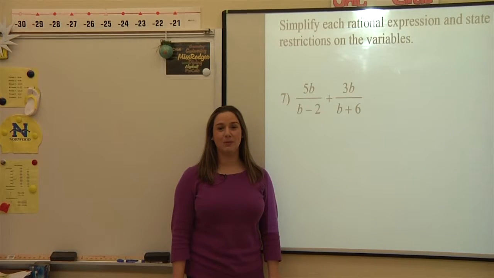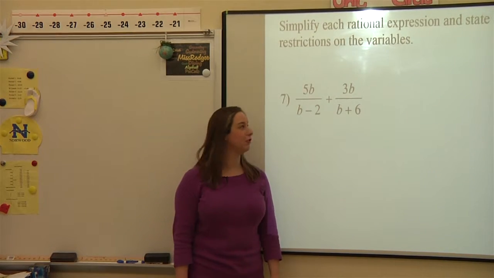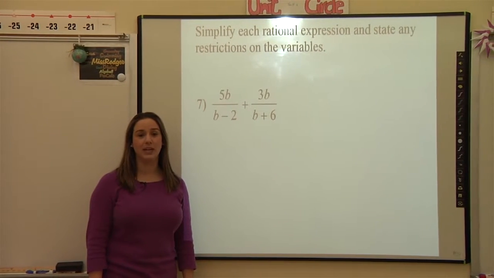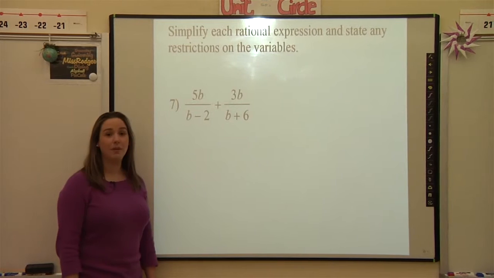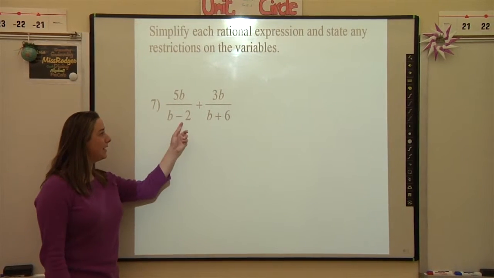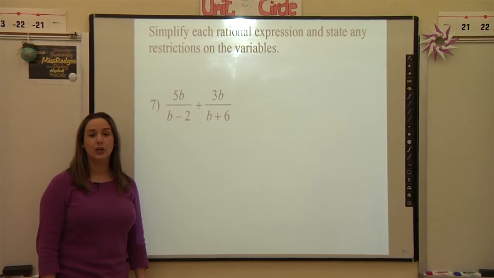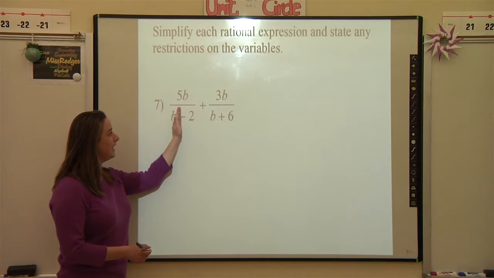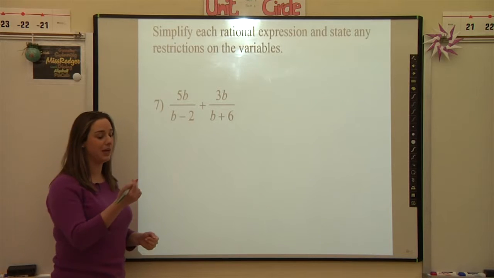Let's take a look at a problem where we add two rational expressions. So for this problem, we want to get common denominators before we can actually add. So our common denominator here would be b minus 2 and b plus 6. A strategy that we can use in order to do this is to multiply each of these ratios by the value that it's missing.